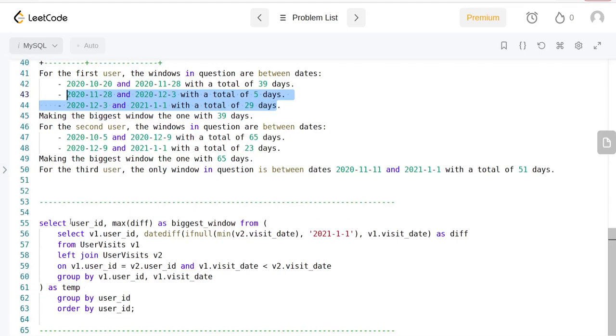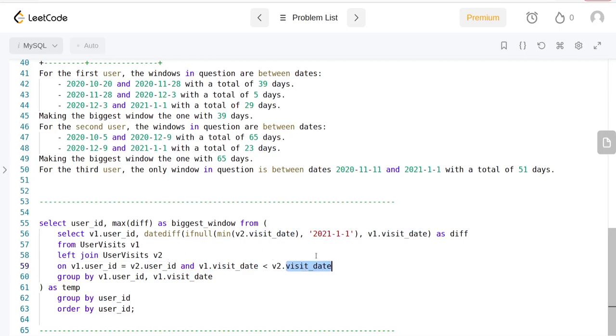After that, you say give me that user ID while grouping and ordering by the user ID, and the maximum of the difference as the biggest window. That's how we're going to do it. And the reason this works where we are calculating the differences is that one side of the table is always going to be less than the other side of the table we're joining, in terms of the visit date.